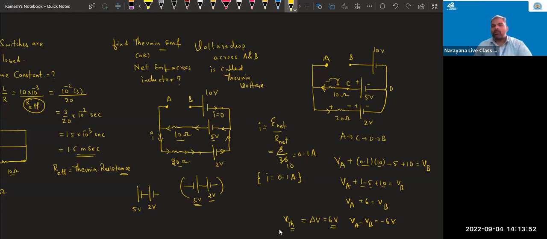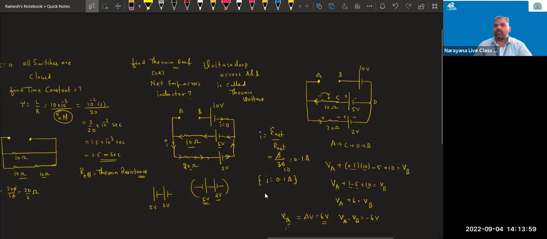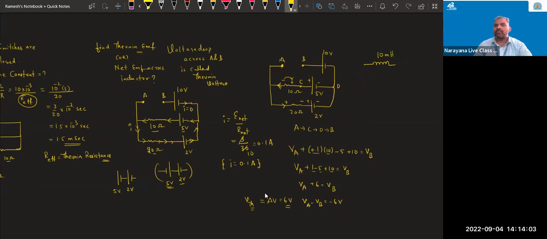Now, how will you simplify the circuit? Tell me. How will you simplify the circuit? Inductance of 10 millihenry. What is the net resistance? 20 only, na? 20 ohm only, na? And what is the net EMF? Just now I found 6 volt only, na? Like that, anything now you can answer.